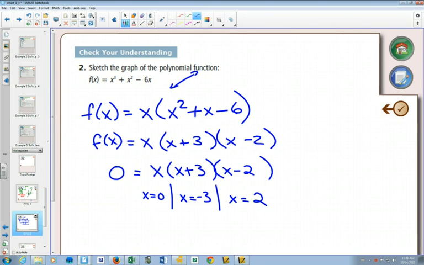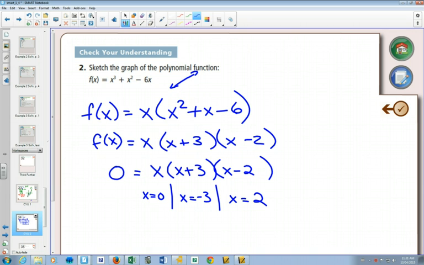Okay, the fact that x equals 0 is one of my x-intercepts also tells me that y equals 0 is my only y-intercept. But if you wanted to, you could still plug in 0 for x and see that you have the point 0, 0 for your y-intercept as well.